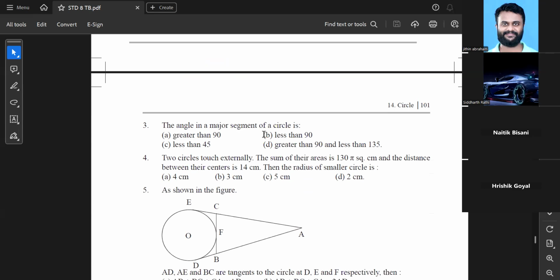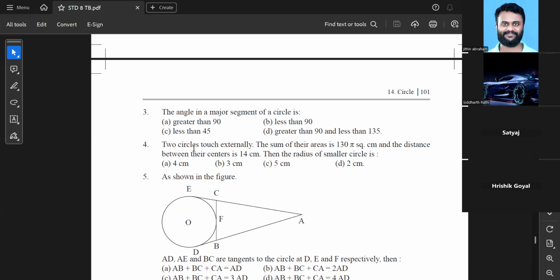The angle in a major segment of a circle greater than 90. Sir, I don't think the correct answer is given. Yeah. Yes, sir, it can't be correct. It has to be more than 180. Correct, sir. Sir, and can you do the second question?